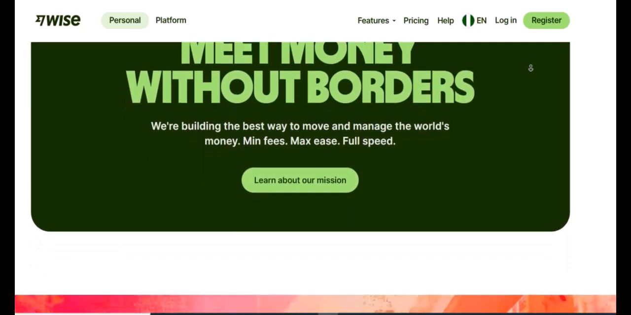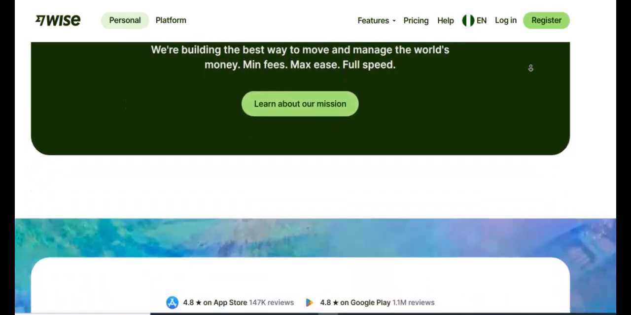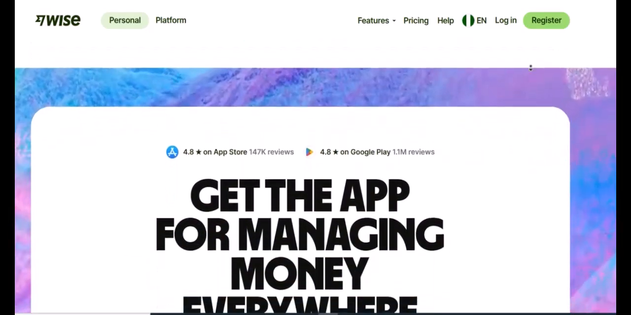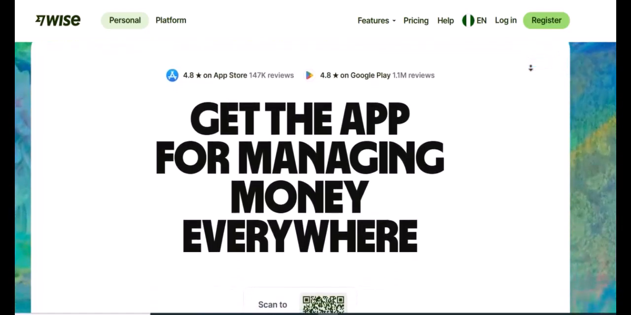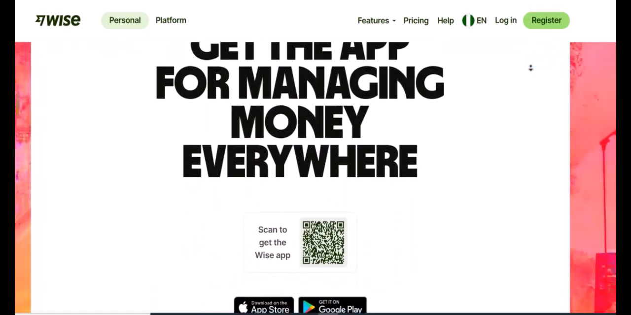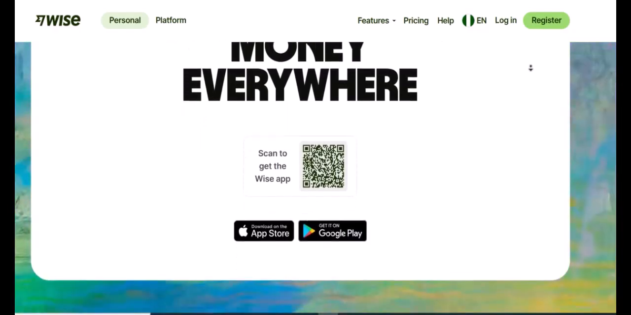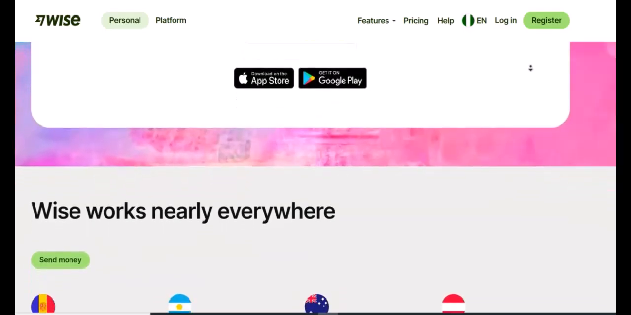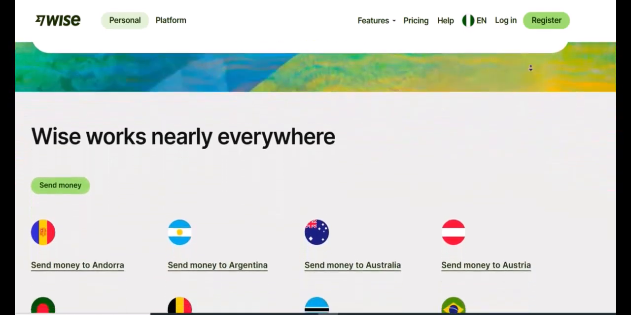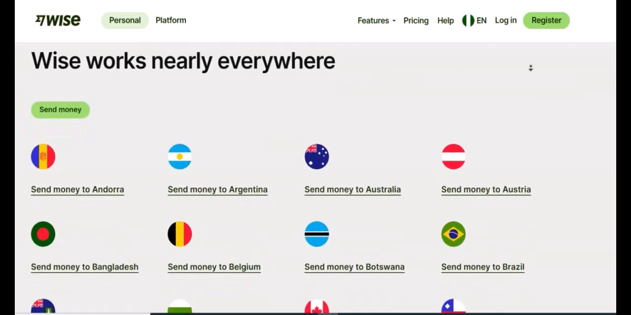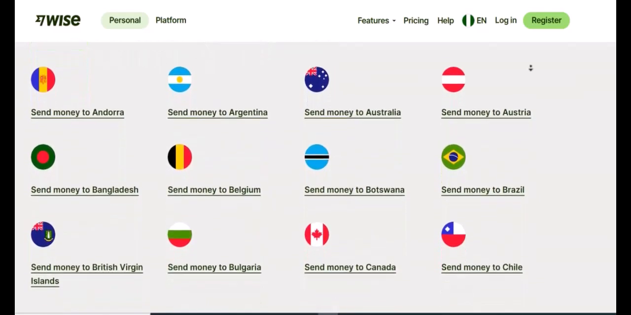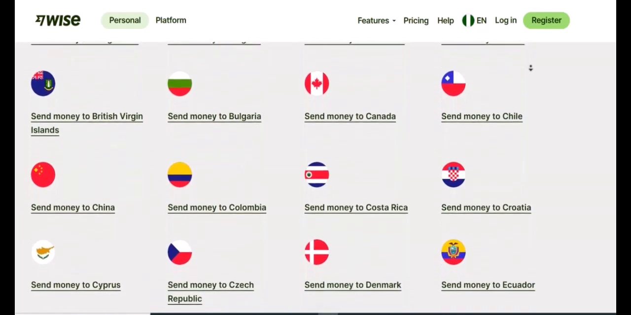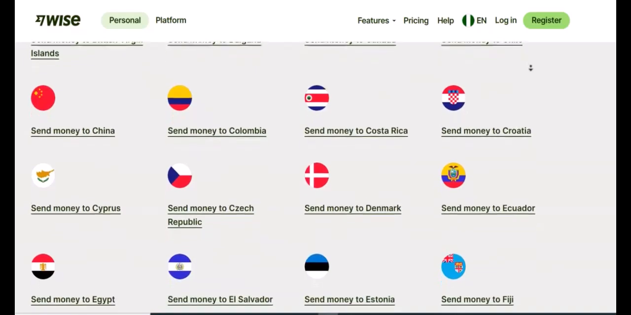Detailed transaction history and statements. Wise provides a comprehensive record of all transactions, making it easier to track project-related payments and receipts. These statements can be exported and integrated with accounting software, simplifying financial reconciliation for projects. Integration with accounting software. Wise seamlessly integrates with popular accounting platforms like Xero and QuickBooks. This integration automates the process of reconciling international payments and expenses, saving project managers valuable time and reducing the risk of errors in financial reporting.